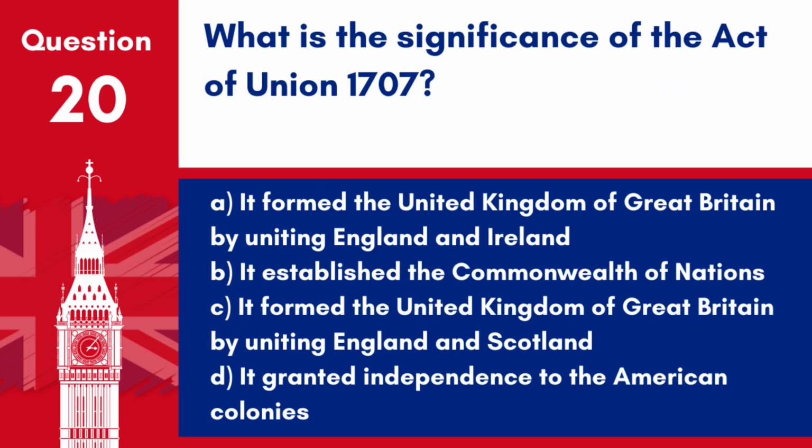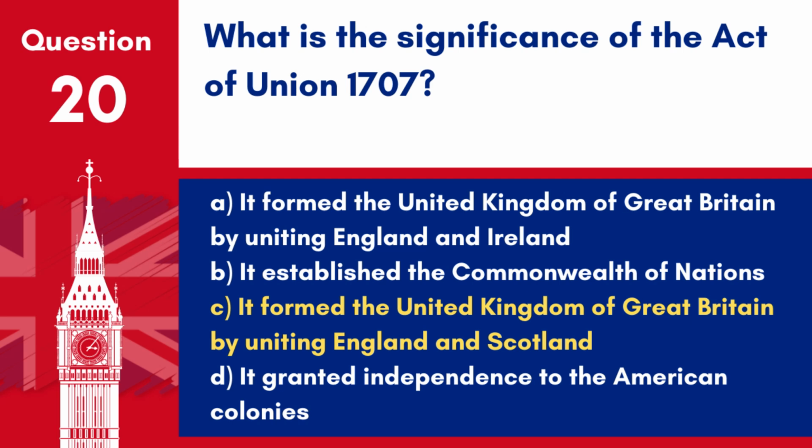Question 20. What is the significance of the Act of Union 1707? A. It formed the United Kingdom of Great Britain by uniting England and Ireland. B. It established the Commonwealth of Nations. C. It formed the United Kingdom of Great Britain by uniting England and Scotland. D. It granted independence to the American colonies.